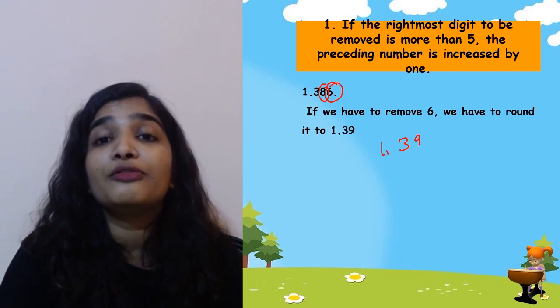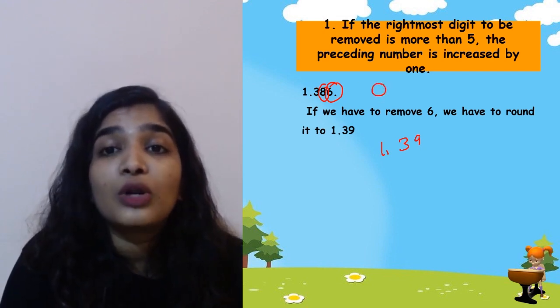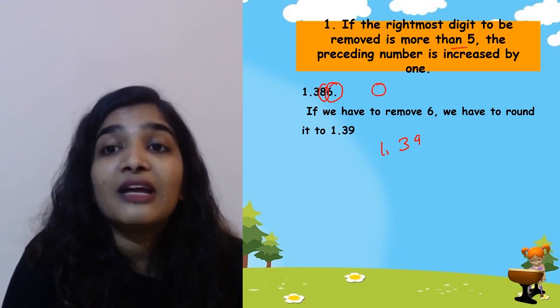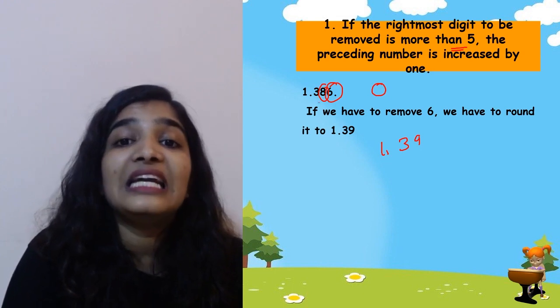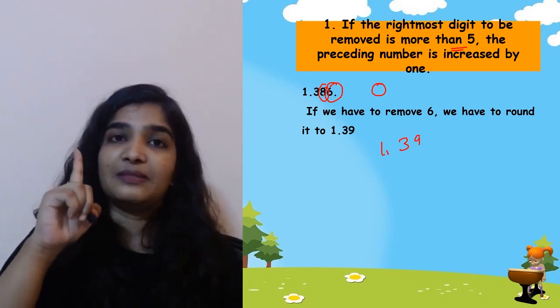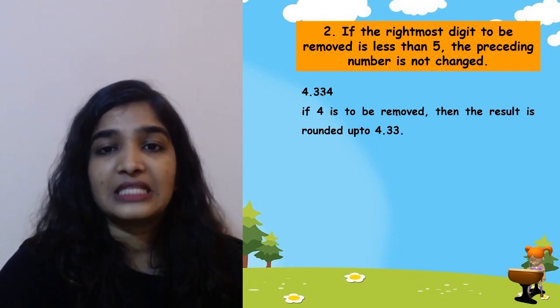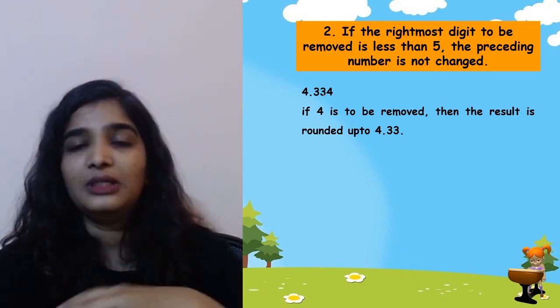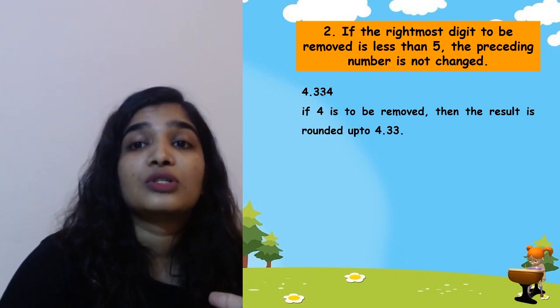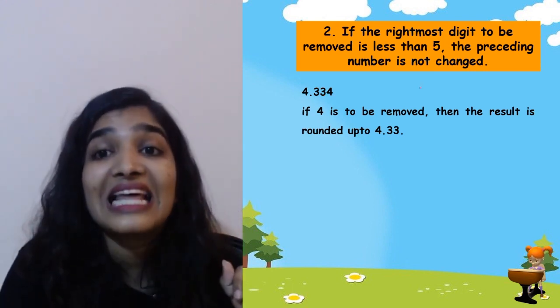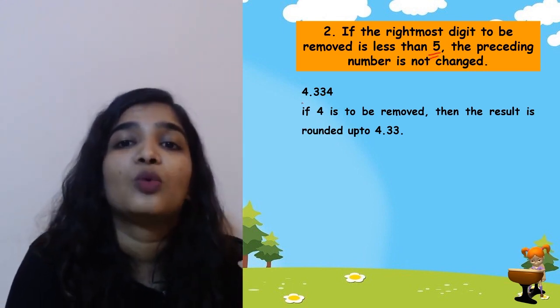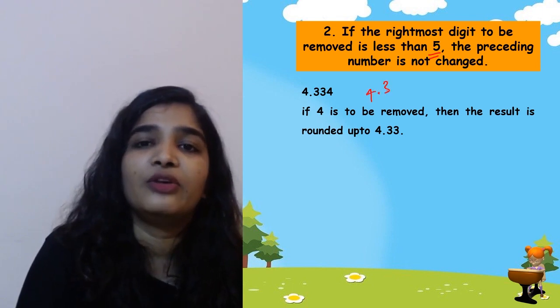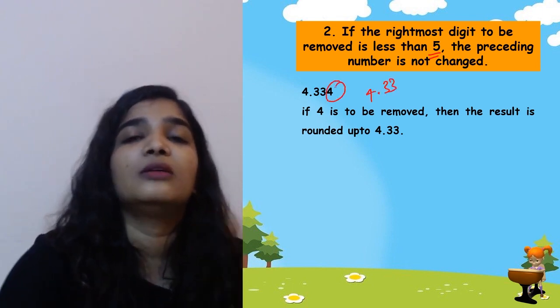If you want to round it off, if the number you want to remove is more than 5, then the preceding number has to be increased by 1. The preceding number means the number which is before that number. If the rightmost digit to be removed is less than 5, then you don't have to change anything. So it will be 4.33 only, where you are removing the 4.